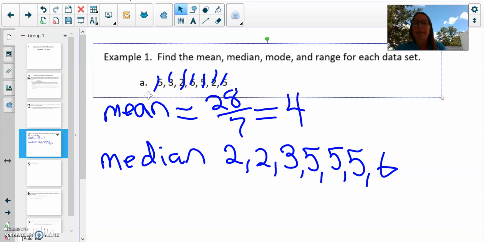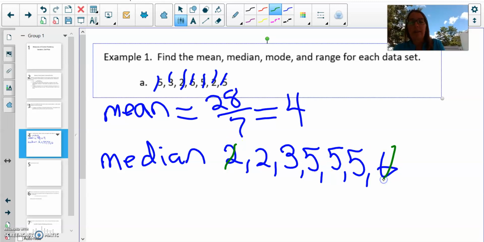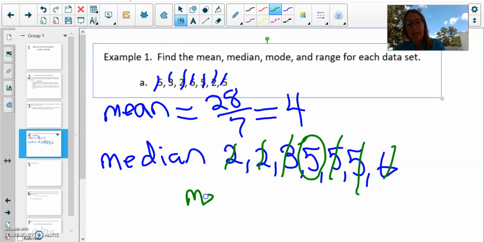Okay, now that I have my data listed out, I have to find the middle value. So you have a couple of ways to do this. Some people like to count in. So you can count in as you go, take off one on each end, and you balance it until you get to the middle. And you get the median is 5. So that's one method.